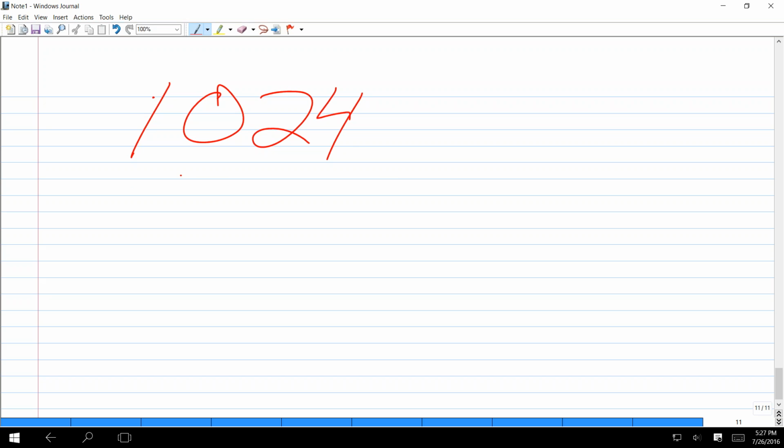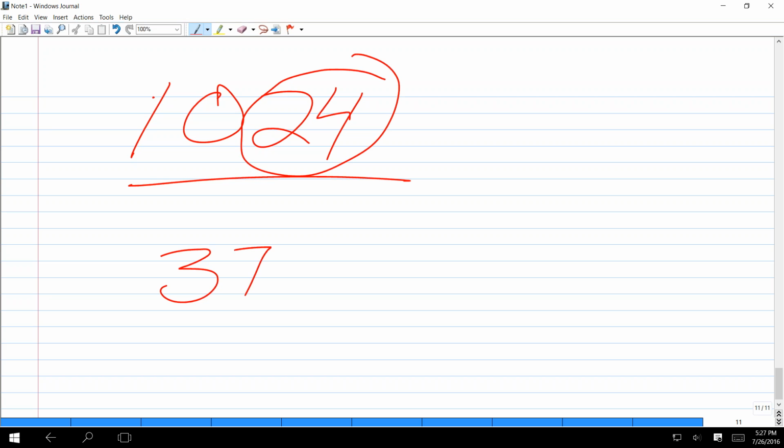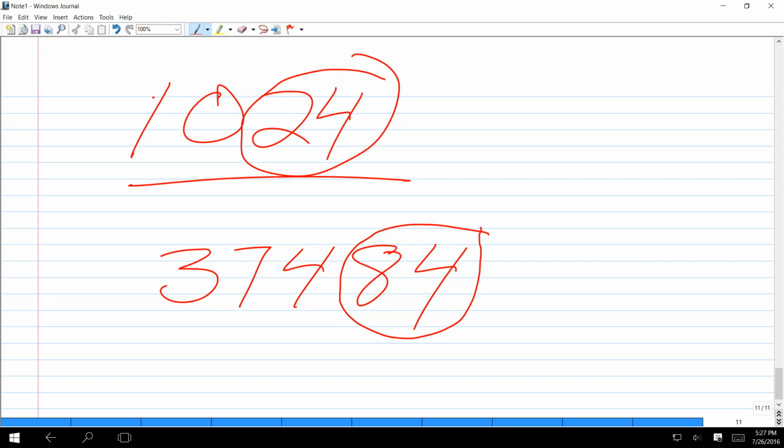So this big number right here, all I need to know as to whether it's divisible by 4 is, is 24 divisible by 4? Yes. So I could write a number like something like this. Is that divisible by 4? Yes, because 84 is divisible by 4.